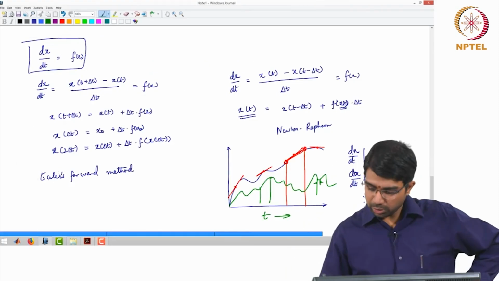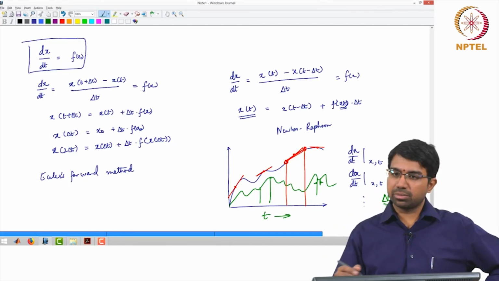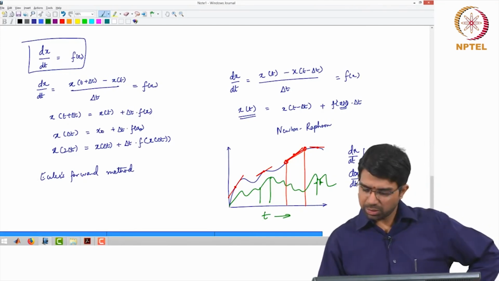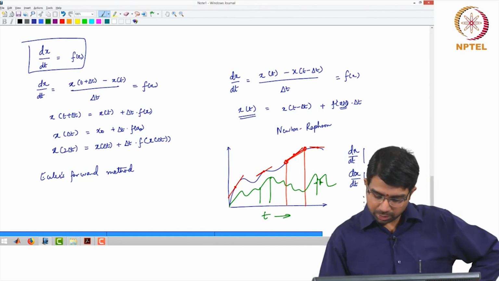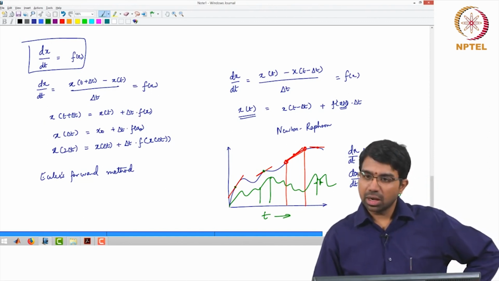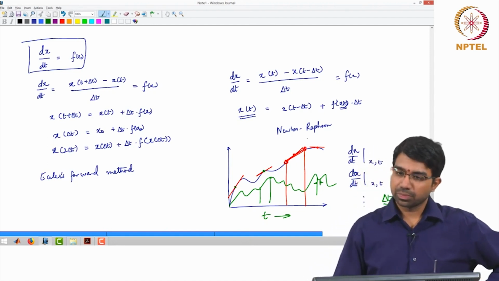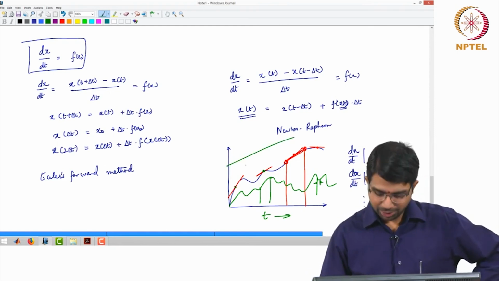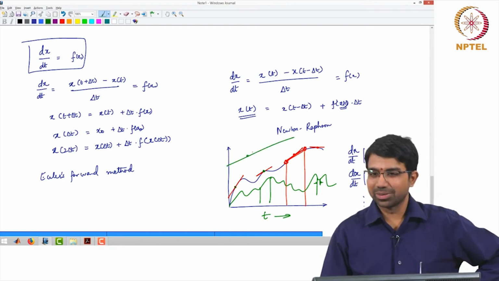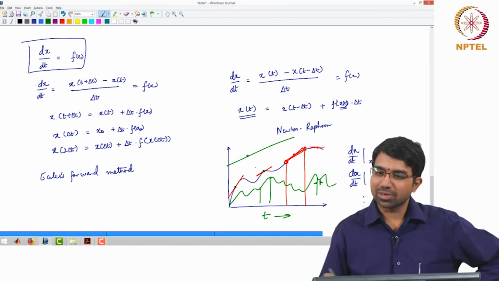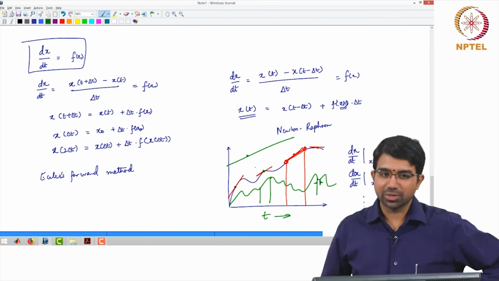You have a function dx by dt is some f of x comma t. You will compute the slope at different places, and then you use that to essentially trace out this entire function. If it were a line, one x comma t would be enough, but when you have a more complex function, you need to have many more values of x and t.